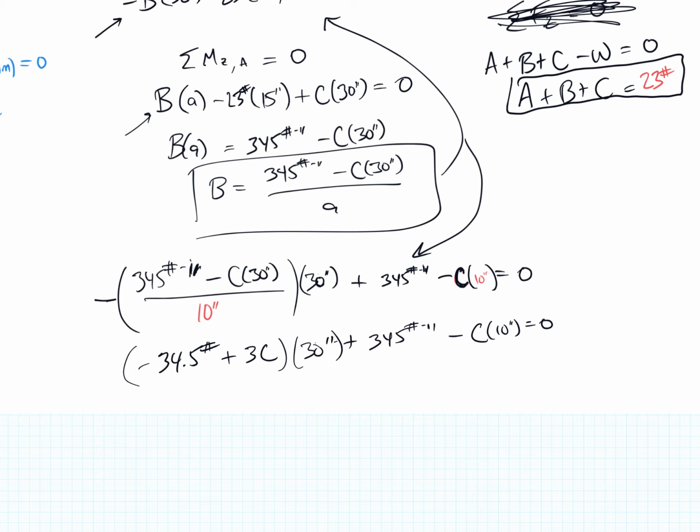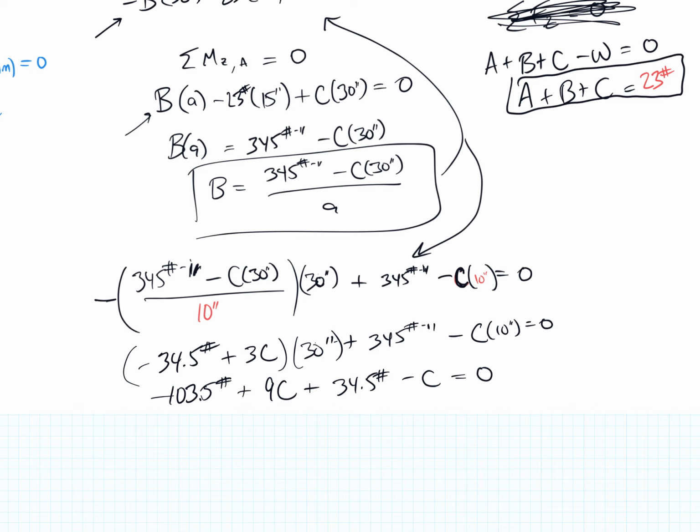Well, one thing we can do is we can divide everything by 10 inches. Yes, let's do that. We're going to divide everything by 10 inches. So this one becomes 34.5 times 3. 34.5 times 3 is 103.5 pounds. That's a negative. Plus 9C. Plus, we divide this one, 34.5 pounds minus C equals 0.